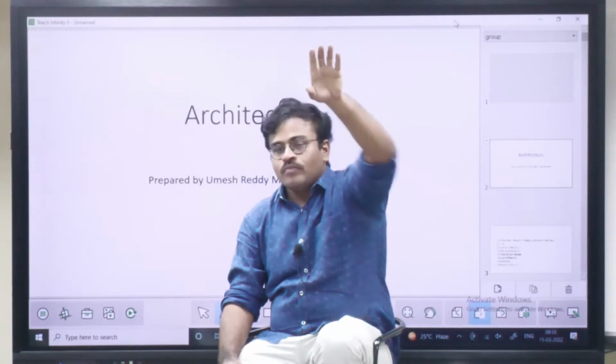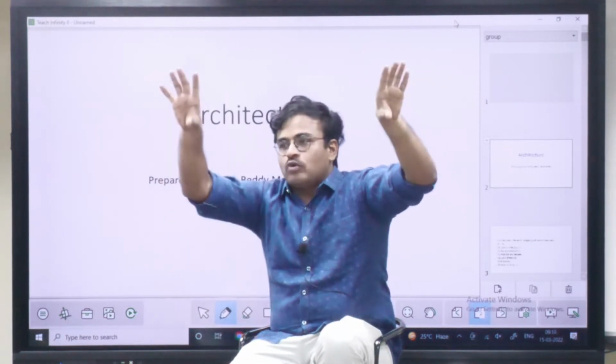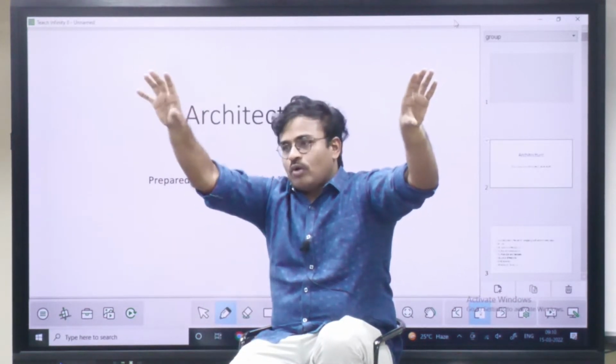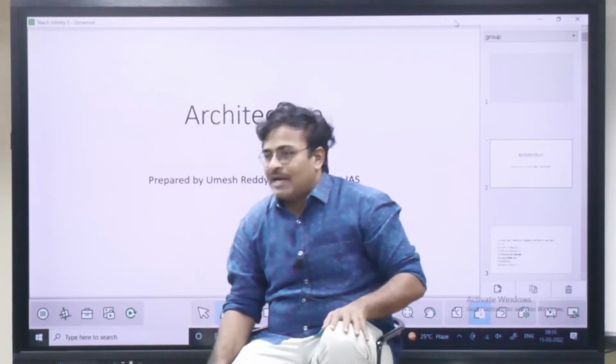Rashtrapati Bhavan is in the center. The Central Secretariat is divided into 2 blocks: one is the North Block, the other is the South Block. And just beside it, we have the Indian Parliament House.